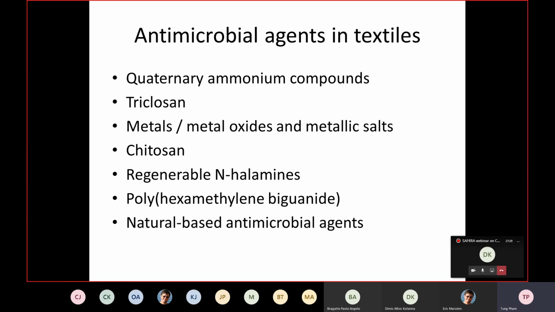Metals, metal oxides, and metallic salts: non-essential metals can be extremely toxic to most microbes at exceptionally low concentrations. But to that, I will come a little bit later when we are talking about nano-sized antibacterial agents.